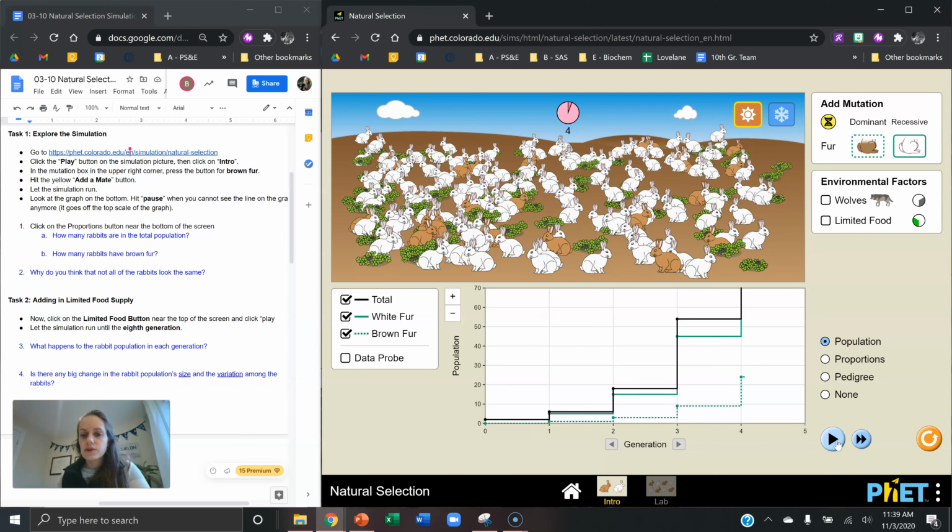Okay, so I encourage you to pause and answer the questions for task 1. Now we're going to move on to task 2. So I'm going to click the limited food button. I'm going to go back to my graph. And I'm going to let the simulation run for about 4 more generations.